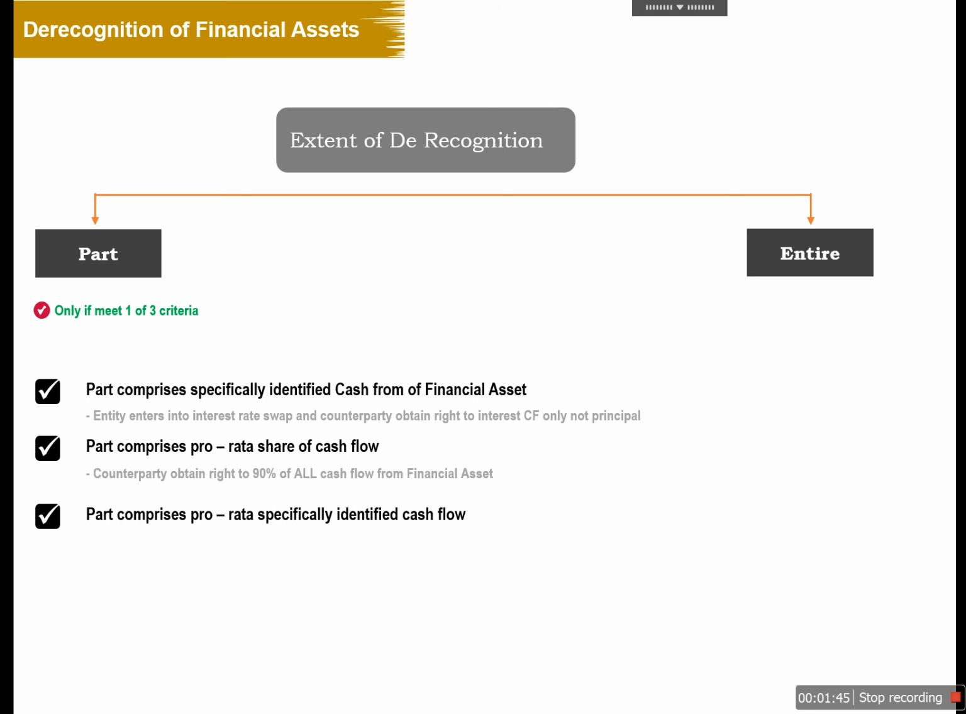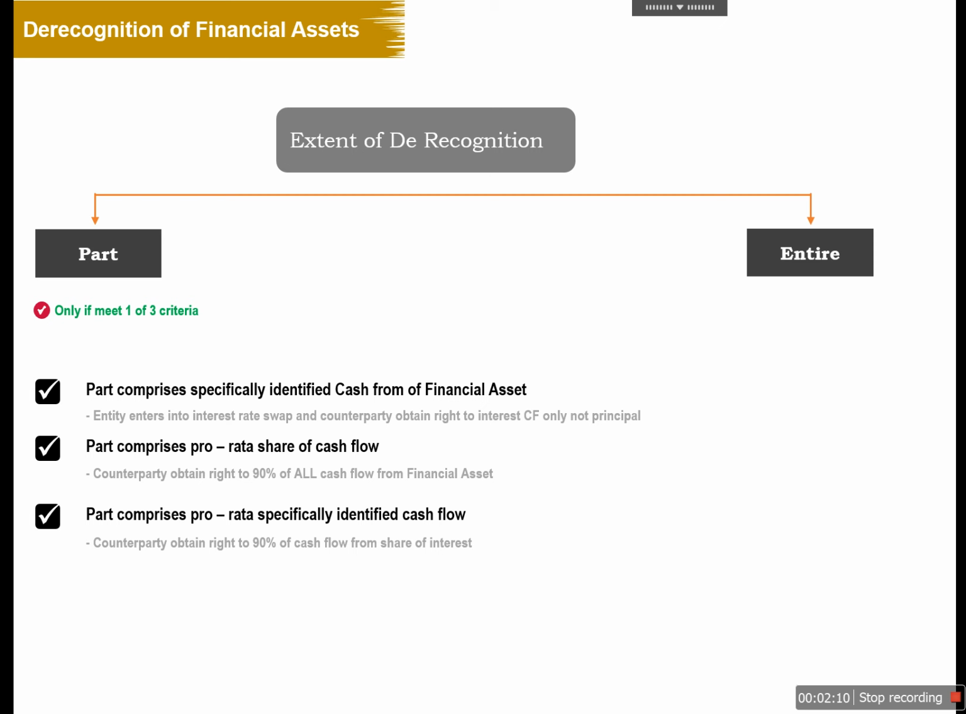The third condition is if the part comprises a pro rata share of specifically identified cash flow. For example, when an entity enters into an arrangement whereby the counterparty obtains the right to a 90% share of cash flow of a debt instrument, in that case, derecognition rules are applied to the 90% of those cash flow.